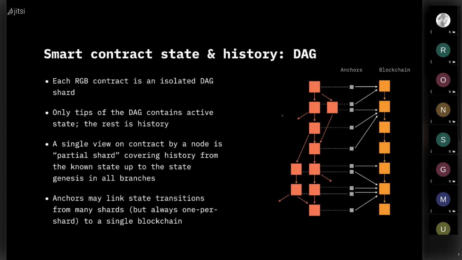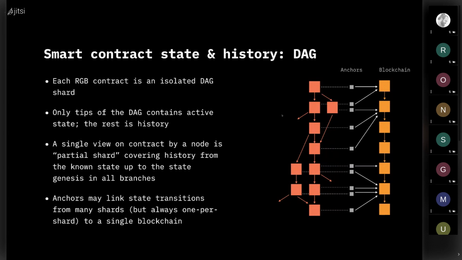And it is the fact of the anchoring mechanism, because you can link multiple transitions under multiple RGB contracts to the same transaction. There is no limit on how many, well, there are certain limits, but still it's very scalable. We are talking about tens of thousands of state transitions, which may be linked to a single Bitcoin transaction output. And because of that, the anchors are basically a link between the world of RGB contracts and the blockchain.